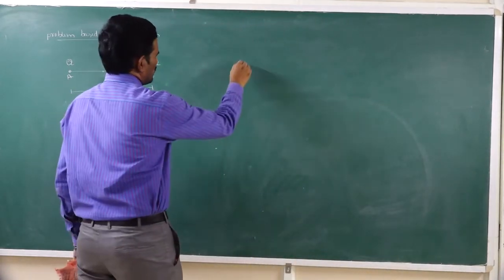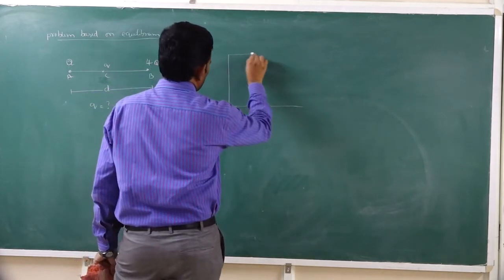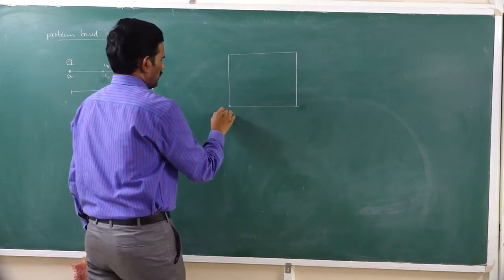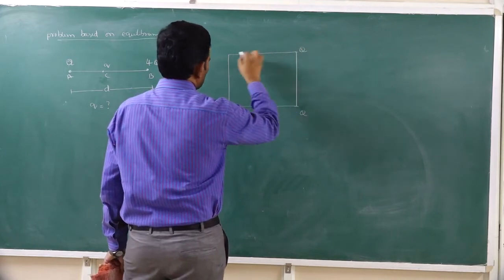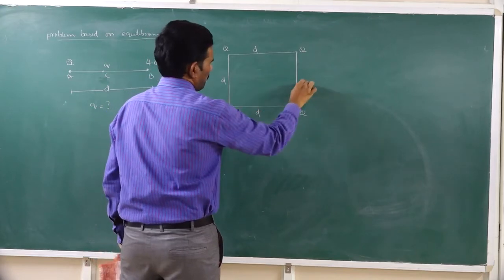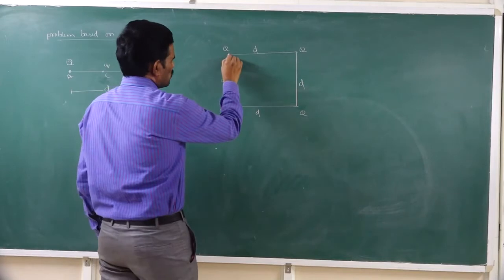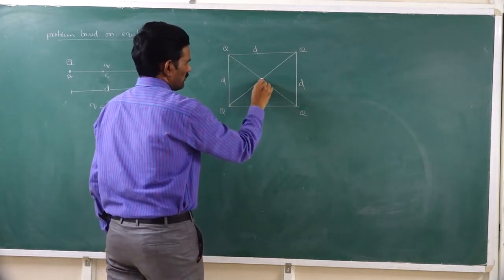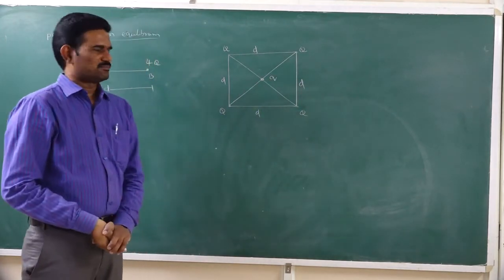So more than 2 charges means, for example, I am taking a square configuration. For example, let us say this. Here 4 identical charges are placed at the corners of a square of side D. So now our question is how much charge should be placed at the center of the square such that the entire system is in equilibrium.